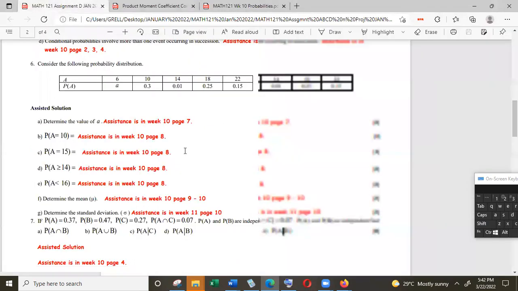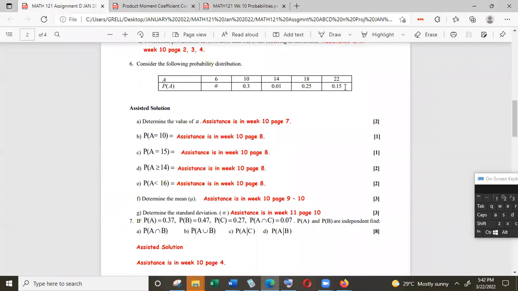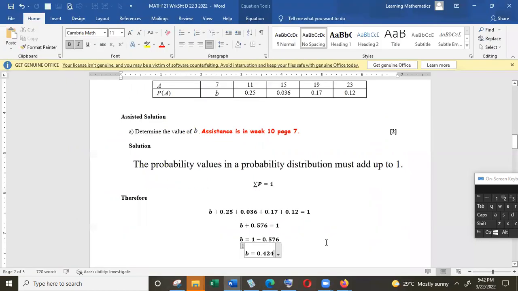It says find the value of A. You have some existing probability values. You can easily find the value of A by using the rule whereby the probability values must add up to 1 in a discrete probability distribution.